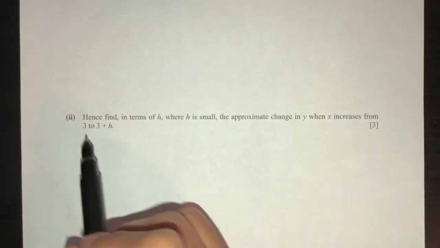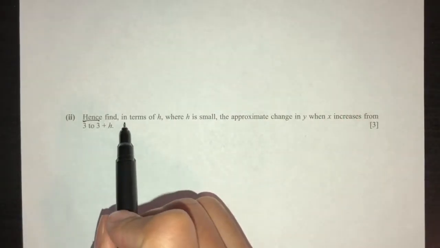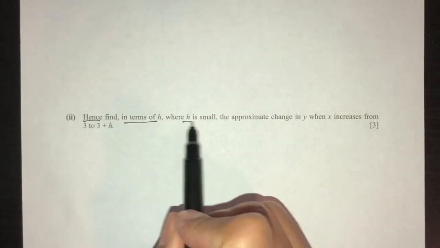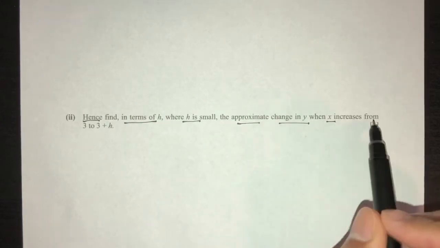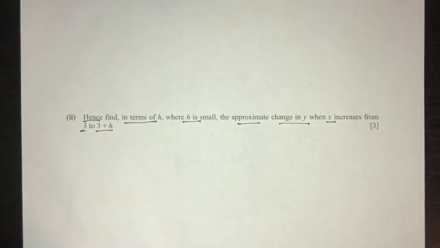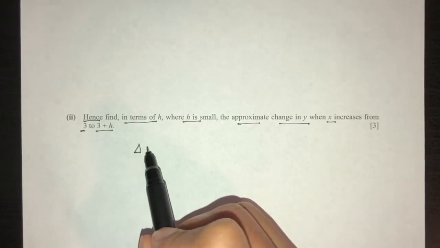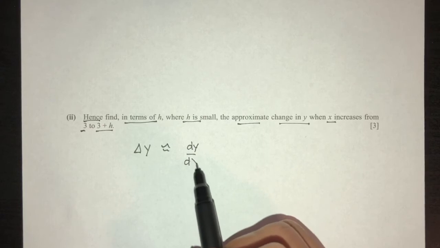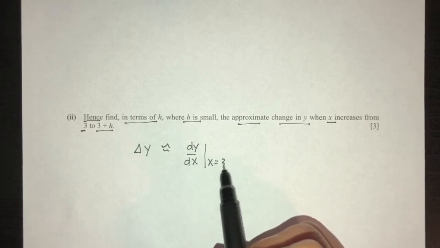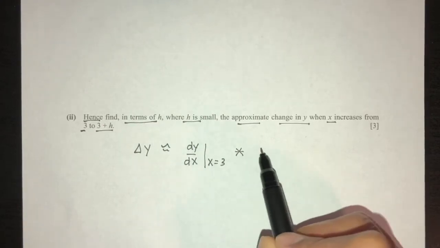Now part b. Hence, so we have to use your answer in part 1. In terms of h, find, where h is small, the approximate change in the value of y when x increases from 3 to 3 plus h. So pretty easy. Approximate change in the value of y is equal to dy/dx when x is equal to 3 times the value of h.